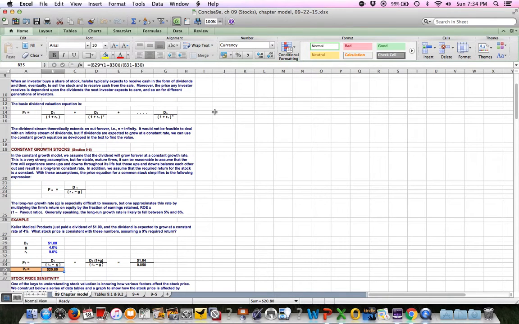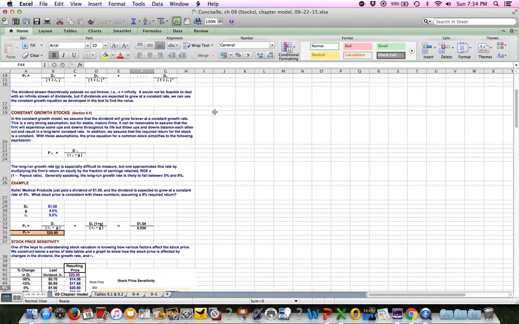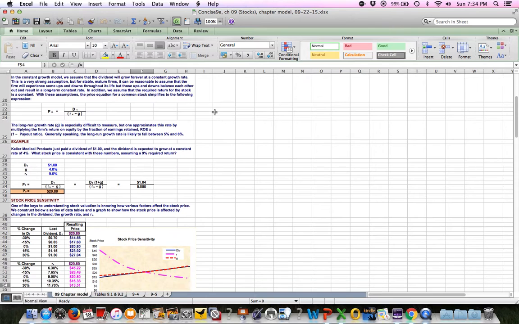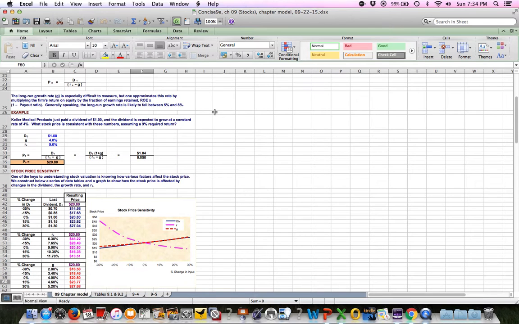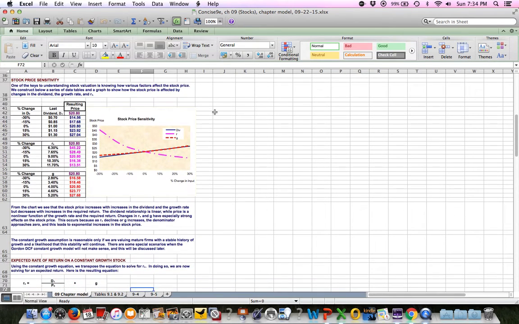They're giving us an example of that down here. You can see they just did a formula to compute that. With the dividend today, the growth of 4%, and the required rate of return of 9%, we're saying that stock should be worth $20.80. So the formula is right there. Then they do an analysis of stock price sensitivity based on dividends changing and how that impacts stock price. So just more of an FYI with that one.